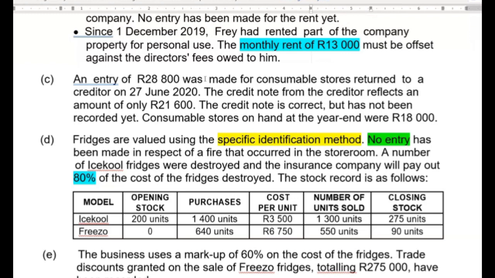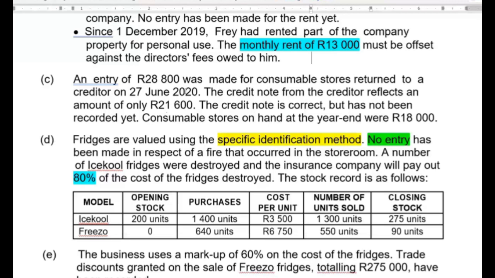C. An entry of 28,800 was made for consumable stores returned to a creditor. Right? We returned. That was the entry that was made in the books. We returned consumables to a creditor. The credit note reflects 21,600. Okay? The credit note is correct. And the credit note has not been recorded yet. Consumables on hand. So there's two parts here. There's an error, and there's consumable stores on hand. Let's deal with the error first. I minus 28,800 instead of minusing 21,600. So I minus too much.